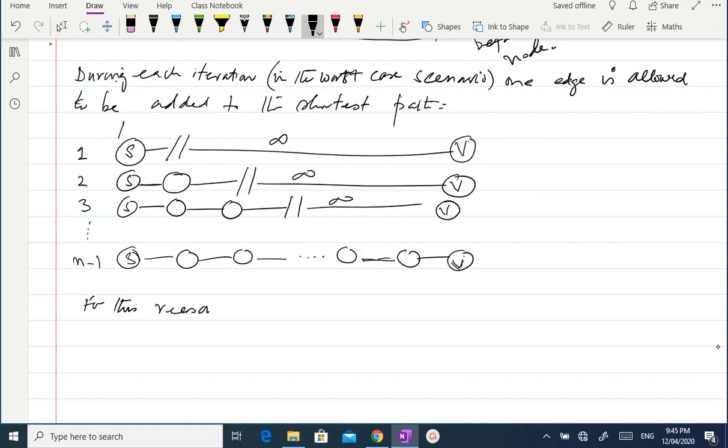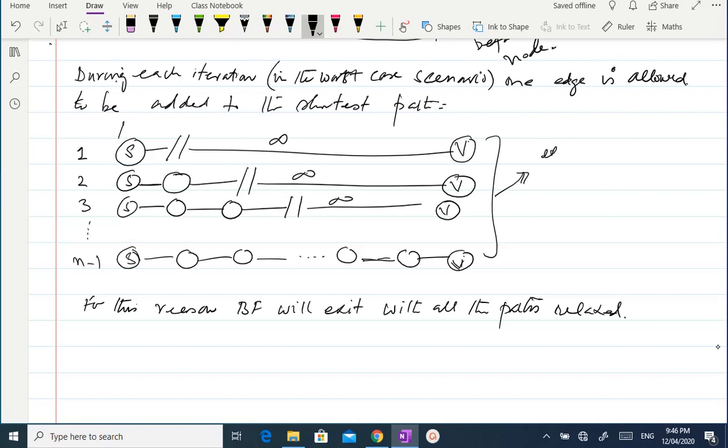For this reason, Bellman Ford algorithm will exit with all the paths relaxed. So this is an example of one of the possible paths. You can see that the very same argument can be applied to any other path which we have in the graph. So it will be applicable to all the paths in the graph. The very same logic will apply over there.